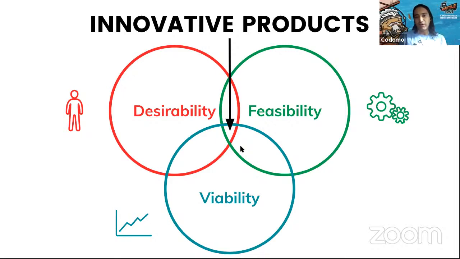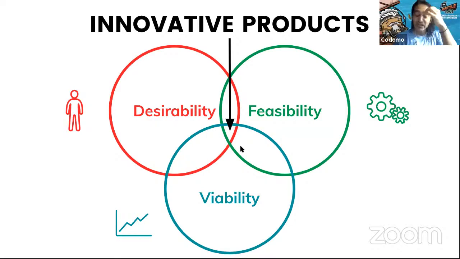These 3 words are very important: desirability, feasibility, and viability. Innovation is at the center of these 3 things: desirable, feasible, viable. Desirable is what people want. Feasible is what you can execute with technology, your skill sets, or your team's skills. And viable is what you can sell. So, do people want it? Can you make it? Can you sell it? These are the 3 things that determine what innovation is.